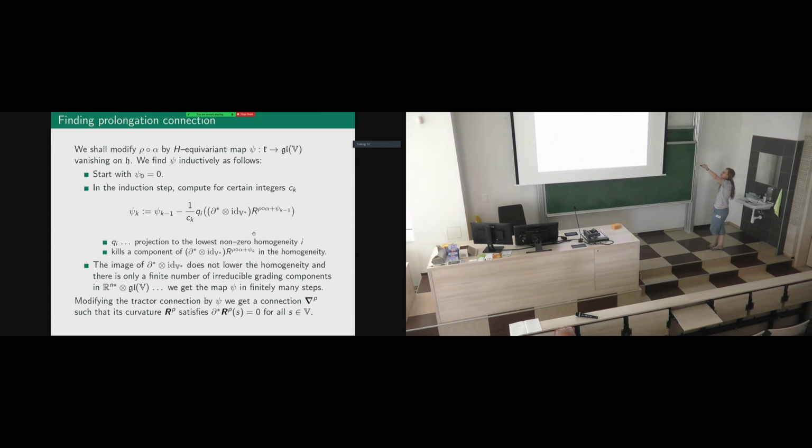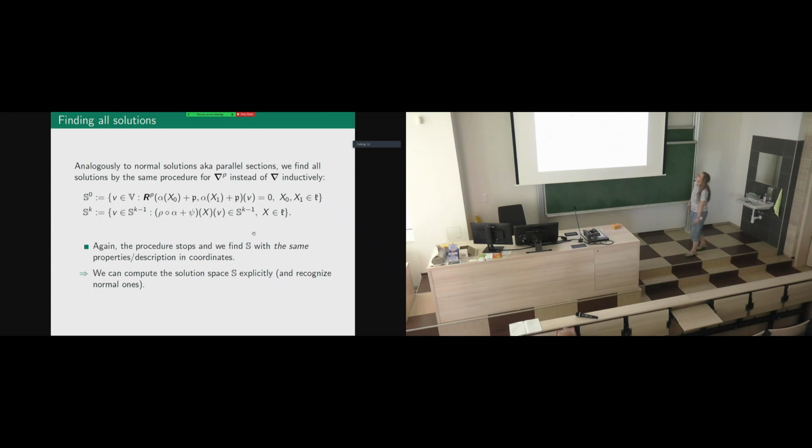So we start with 0, and in each induction step, for a certain integer, we just compute this expression. We naively set each such component, erase each such term, erase a component in the proper homogeneity. And what we do is that this never lowers the homogeneity, and there is only a finite number of irreducible grading components. So it stops, and when it stops, we have the psi that gives us the prolongation connection.